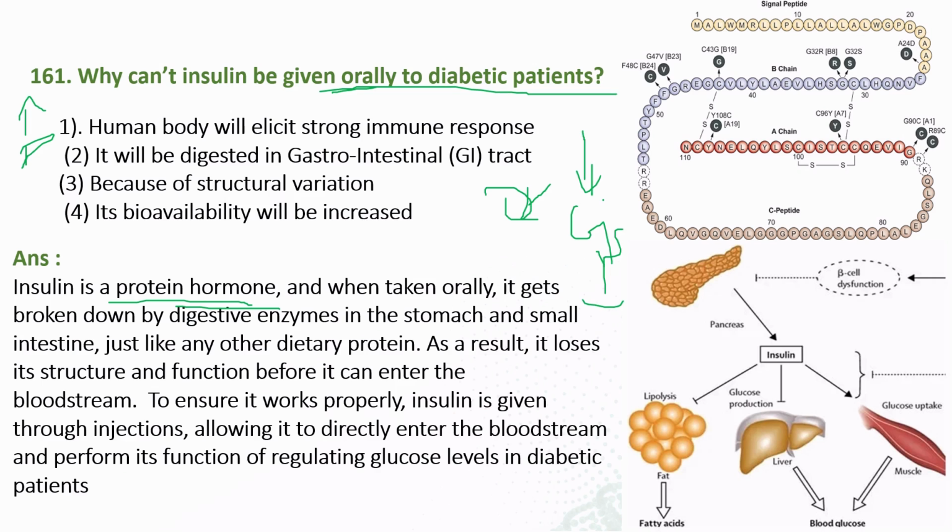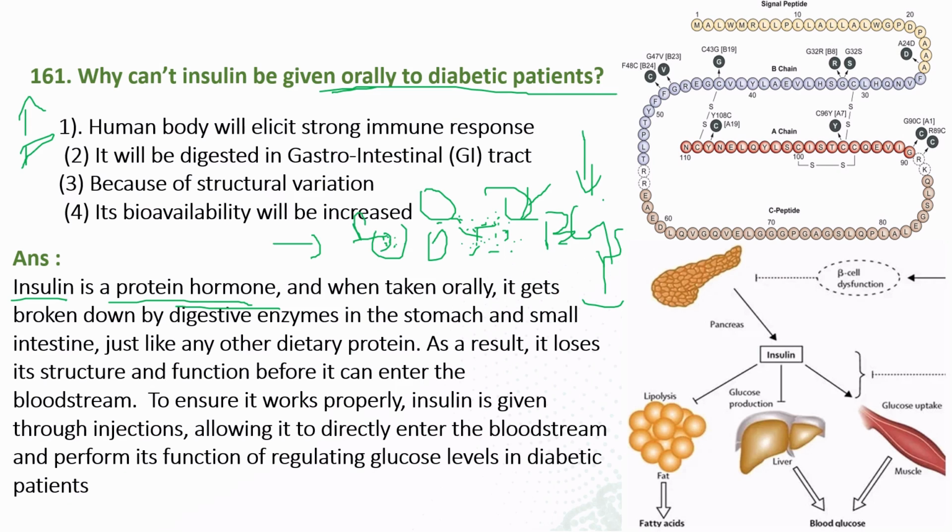We know that the intestine and stomach of our body have so many enzymes which will cleave substances into small pieces, right? Enzymes which break the bigger molecules into smaller substances. So if we take insulin orally, what will happen when it enters the gut, intestine or stomach? The enzymes present in the gut will break down that insulin.